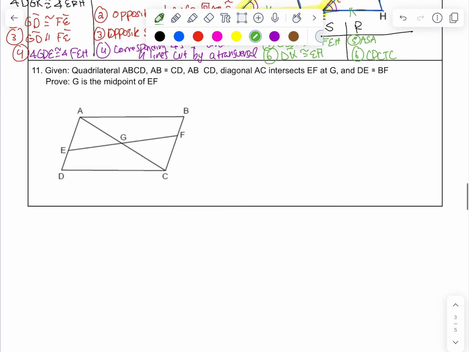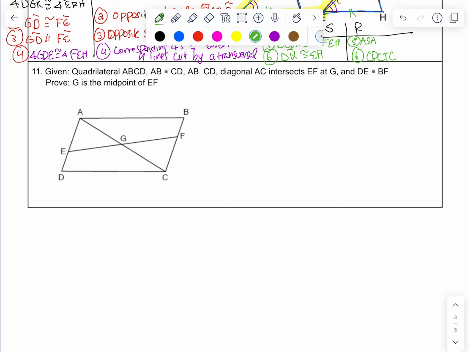Okay, this one's a really hard one. This one was actually a 6-point question on the Regents exam maybe 2 Junes ago, maybe 3. We have quadrilateral ABCD. AB is congruent to CD. Diagonal AC intersects EF at G. Be careful, EF is not a diagonal. It doesn't go from corner to corner. So EF is not a diagonal, only AC is. And DE is congruent to BF. Prove G is the midpoint of EF.